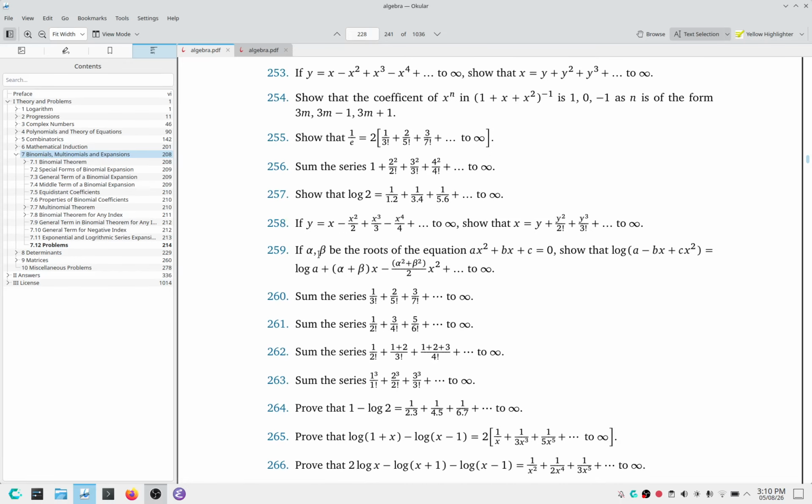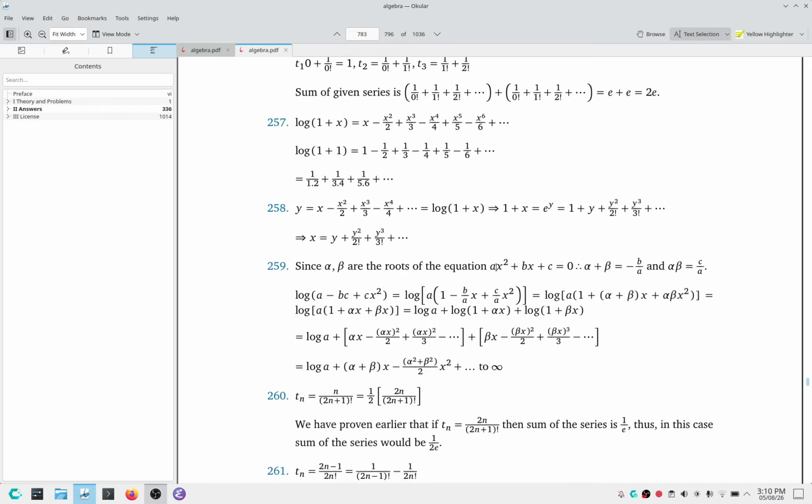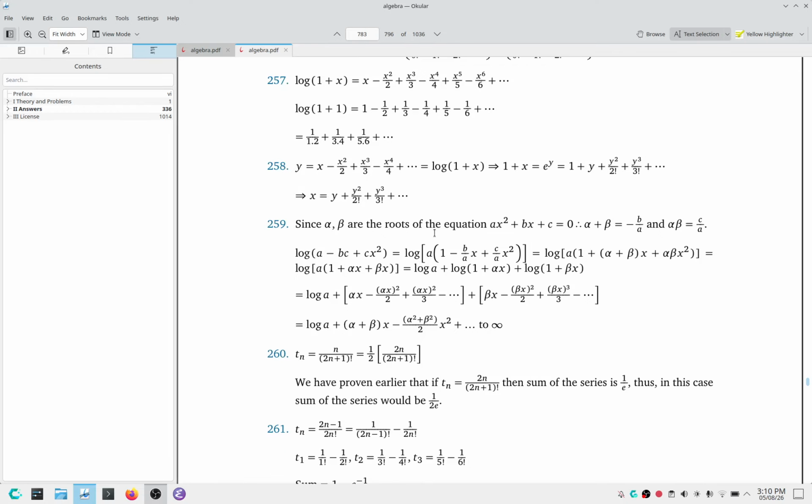Question 259 says that if alpha and beta are the roots of the equation a x square plus bx plus c is equal to 0, show that log of a plus bx plus cx square is equal to log a plus alpha plus beta times x minus alpha square plus beta square upon 2 x square and so on up to infinity. So alpha and beta are the roots of the given equation, that is alpha plus beta is equal to minus b upon a and alpha beta is equal to c upon a.